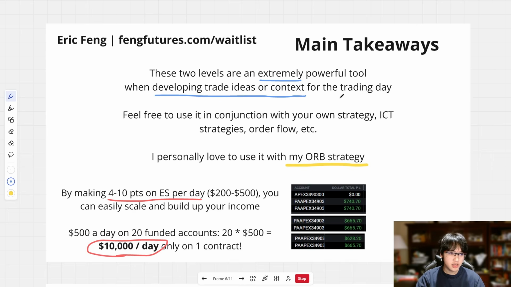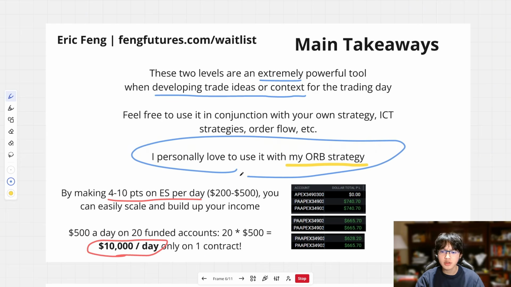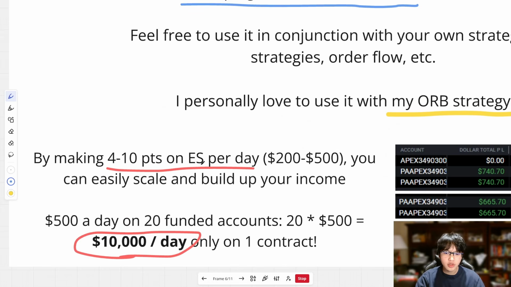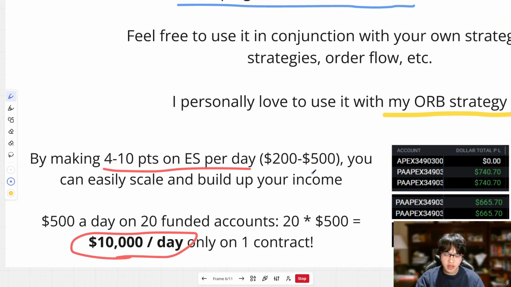So, it's not a strategy, but feel free to use it in conjunction with your own strategy. ICT strategies, order flow, whatever style you trade. They're just really good levels to have on your chart. But I personally love to use it with my ORB strategy, which I can link another video to in the description of this. But by making 4 to 10 points on ES a day, right, it's $200 to $500, you can easily scale up and build your income by trading.